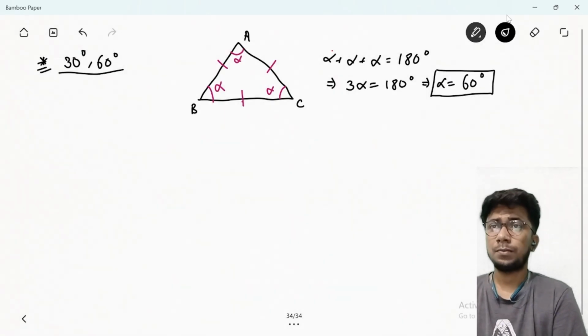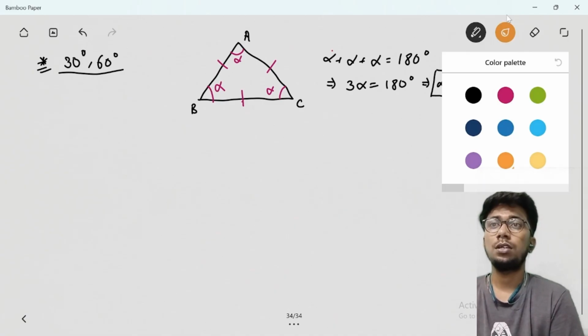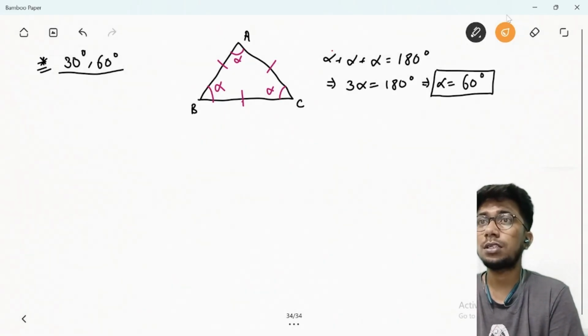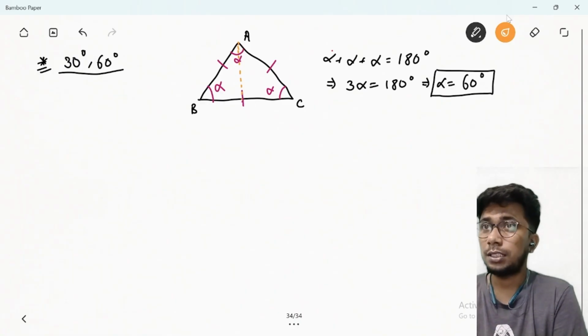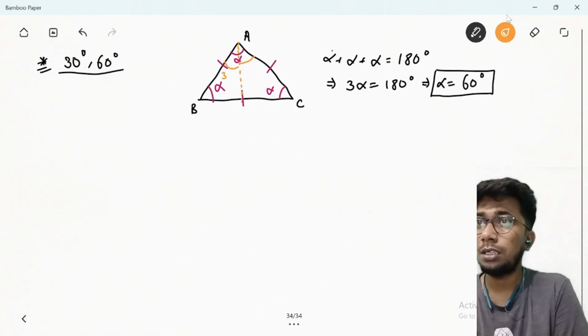फाइन. अब हम क्या करेंगे, we will make an angle bisector of this angle A. हमने इसका एंगल बाइसेक्टर ड्रॉ करा. That means this angle will be equal to this angle, and alpha was 60, so this will be 30 degrees and this will be 30 degrees.